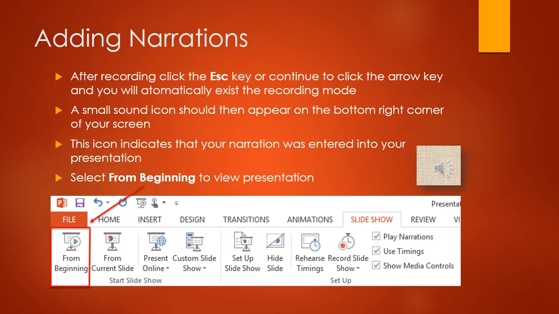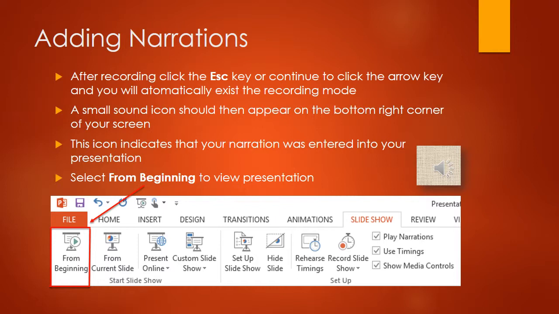Simply press the Escape key to come out of that recording mode, or you can continue to press the arrow key as shown in the previous page. You continue to press that arrow key and it will automatically exit you out of recording mode.